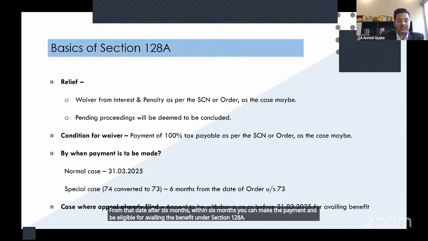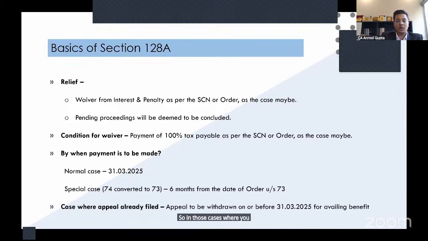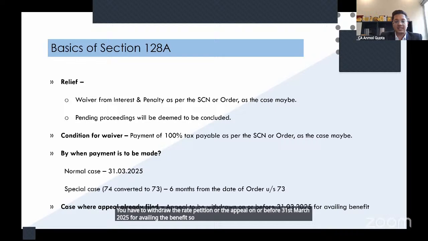So in those cases where you have already filed the appeal or writ petition before the Honorable High Court, you have to withdraw the writ petition or the appeal on or before 31st March 2025 for availing the benefit. So first checklist from today's session is that on or before 31st March 2025, you have to do two things.